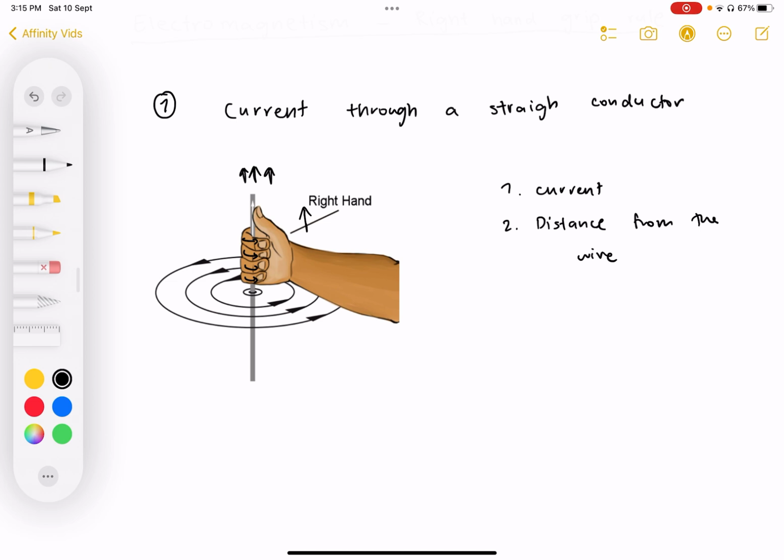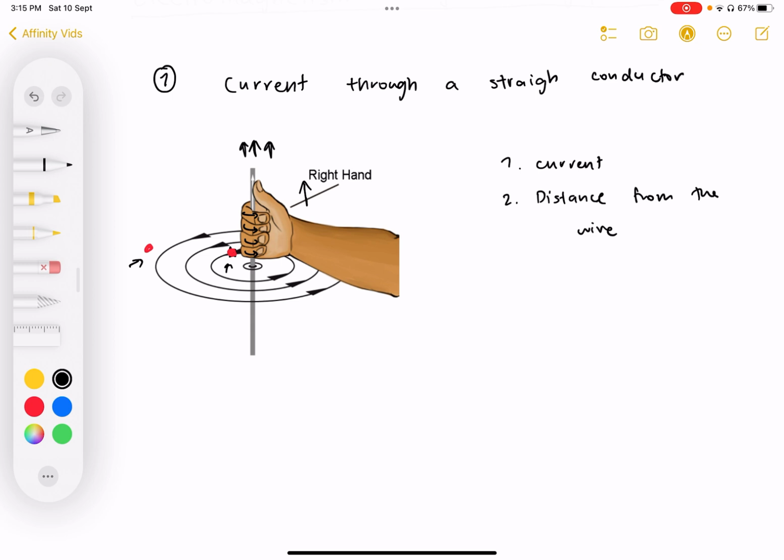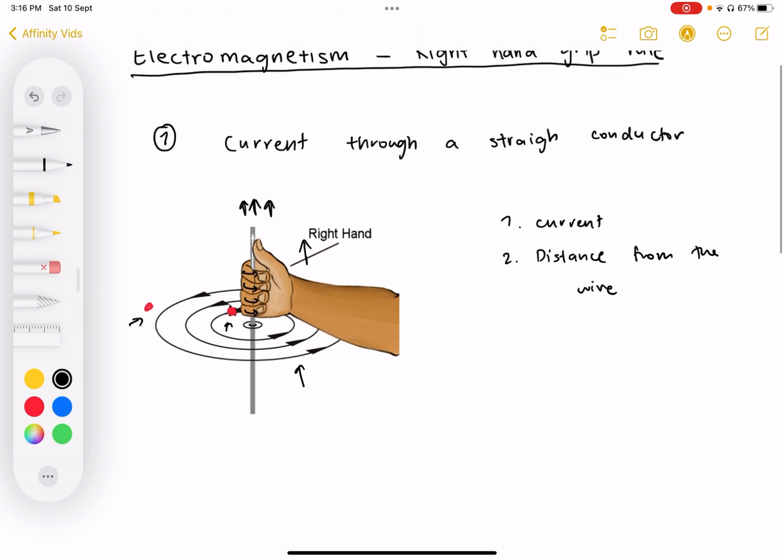Similarly, for distance from the wire, if we have an object over here, versus an object over here, this object is going to experience a much stronger magnetic field strength than the object over here. One thing that we should be aware of is that when we're drawing magnetic fields, these need to be perfect circles, and there must be arrows showing the direction of the magnetic field, which is why it's important to be using the right hand grip rule.